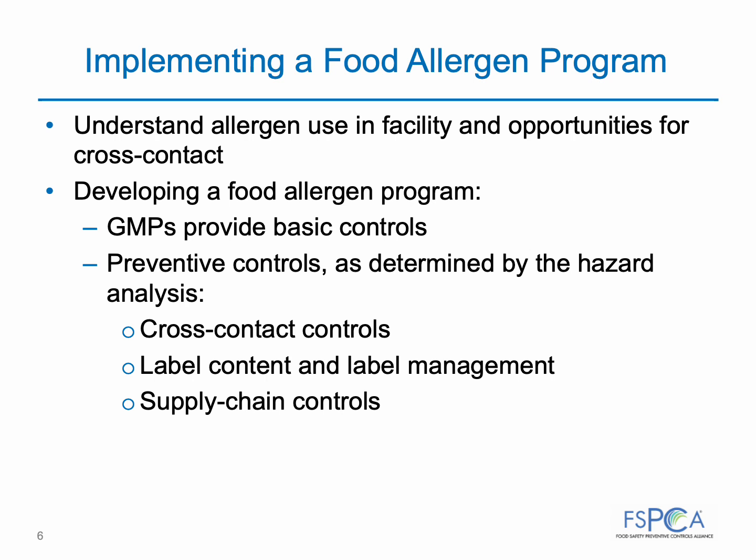The food allergen program begins with the various good manufacturing procedures, GMPs, and standard operating procedures, SOPs, that support allergen control. However, a food allergen program often goes beyond basic GMPs and SOPs to include the appropriate preventive controls required as an outcome of the company's hazard analysis process. The preventive controls may include controls for cross-contact, development of labels listing allergens, and label management in the facility. These controls could extend to the supply chain as well.